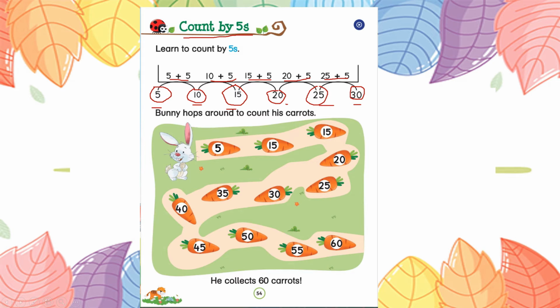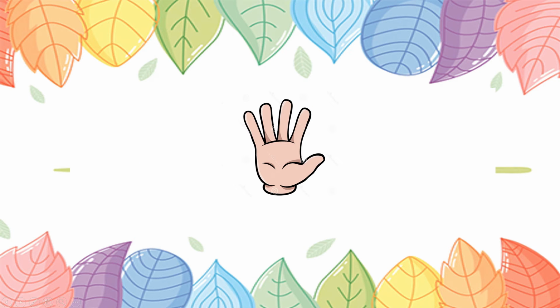You didn't understand? Is it difficult? Let me make you understand using your fingers, okay? So take out your fingers. So children, you took out your fingers. You have 5 fingers on one hand, okay? You have to start counting from 0. Count from after 0. You have 0 fingers.